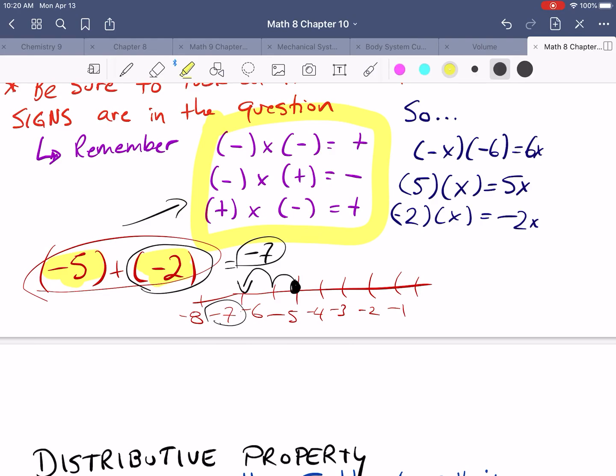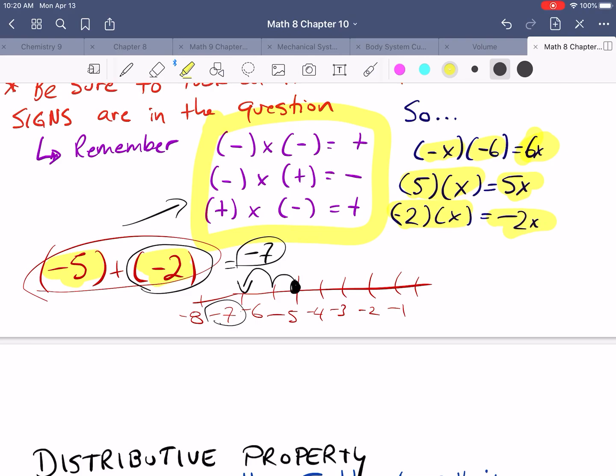So if we look over here, negative x is like saying negative 1x, times negative 6. A negative times a negative is a positive, so we get positive 6, and then you put the x beside it: 6x. 5 times x is 5x, negative 2 times x is negative 2x.